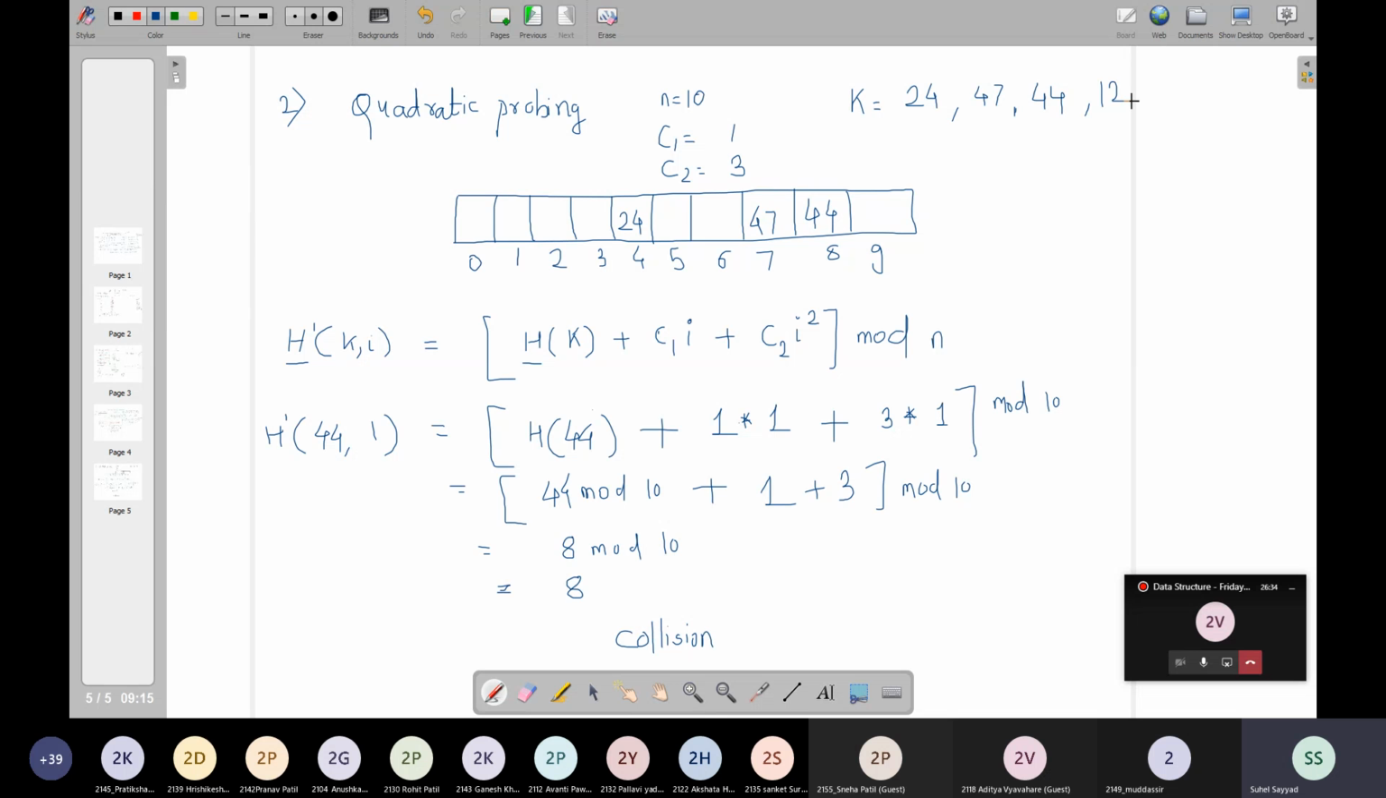We know that the answer is 2, but it should be written with proper steps. So write in your notebook so that it will be easy for you to grasp this thing. H dash of 12 comma 0. All of you solve. I'm giving you 1 minute to solve this.